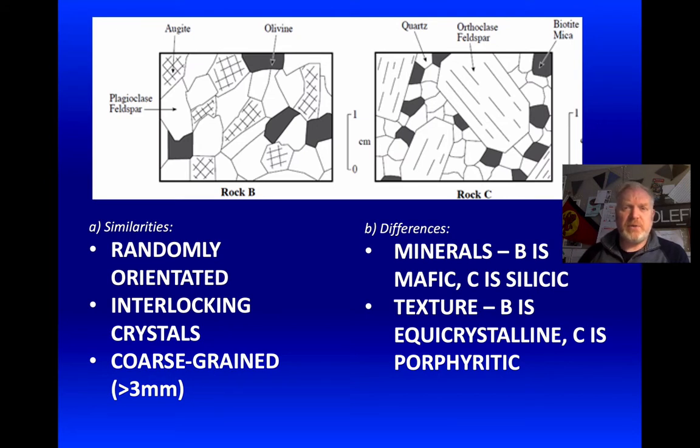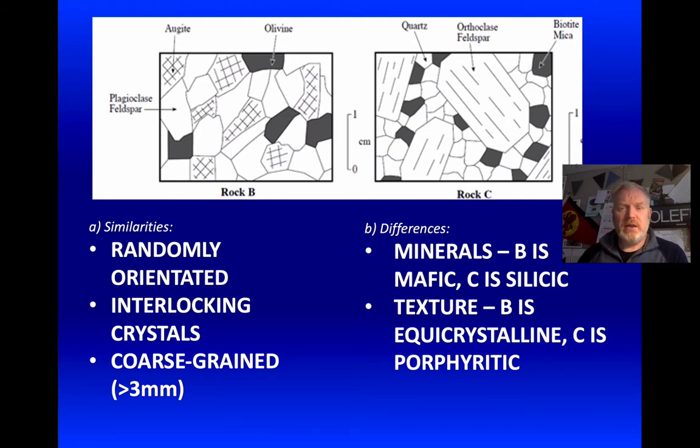The other big difference between these two is the texture: the size of the crystals and the way those crystals are put together. B we describe as being equicrystalline. The crystals there are all about the same size. That's because that rock has cooled at a steady rate. A slow, steady rate gives us a coarse equicrystalline texture.